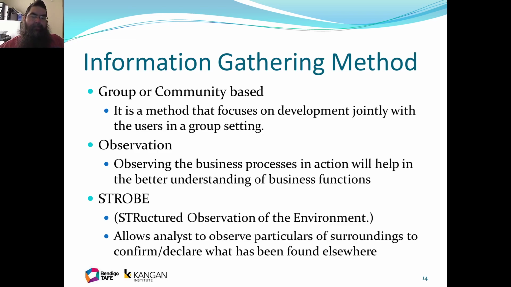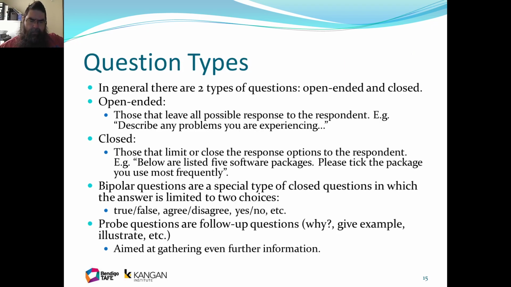documentation is reflecting. STROBE is a structured observation where you take into account all the particulars of the surroundings, such as the colours of the walls, the placement of the building, placement of equipment, and so on. So you're looking at all the types of physical elements that go into it as well.